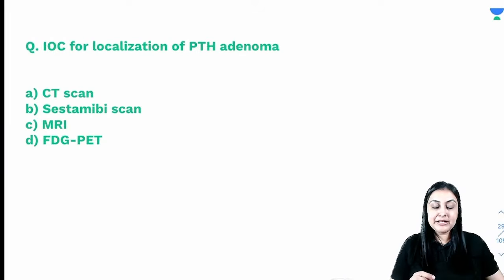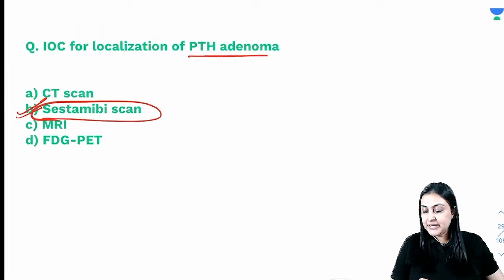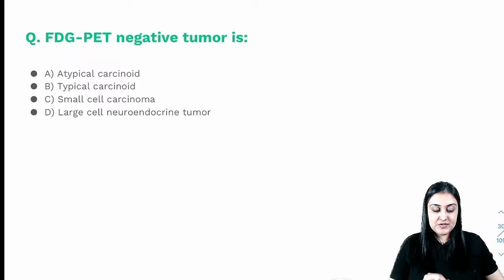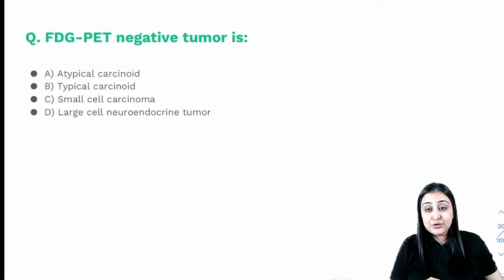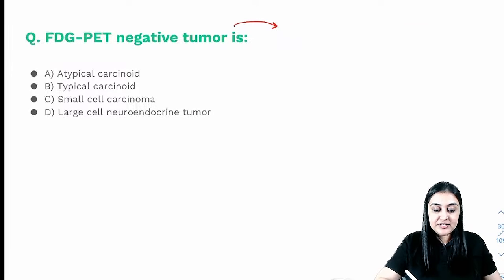Okay, investigation of choice for localization of PTH adenoma, multiple times asked. Remember the name, sestamibi scan. Okay, just remember this. FDG PET, negative tumor. So FDG works on the principle that anything which is undifferentiated, anything where you do not have differentiation, our FDG is going to go.